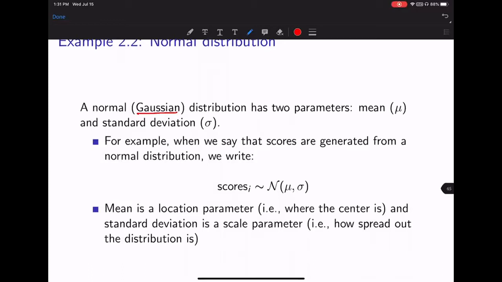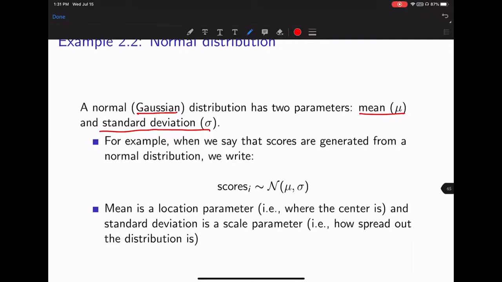So in a normal distribution, there are two parameters. The first one is the mean, and the second one is standard deviation. I threw out these two things last week, right? I never explained what they were. Now, I'm gonna do that.